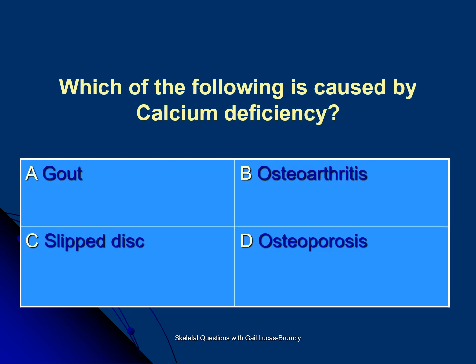Which of the following is caused by calcium deficiency? Is it A, gout? Is it B, osteoarthritis? Is it C, slipped disc? Or is it D, osteoporosis? And the answer is D, osteoporosis, caused by calcium deficiency.